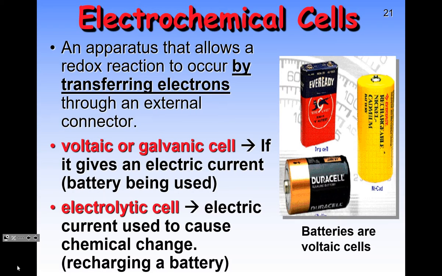Wait for a second here. Make sure you've got those definitions down, because we'll be working with them today.